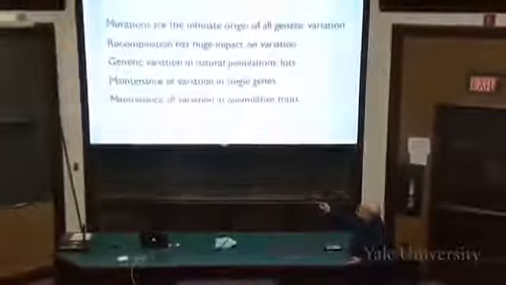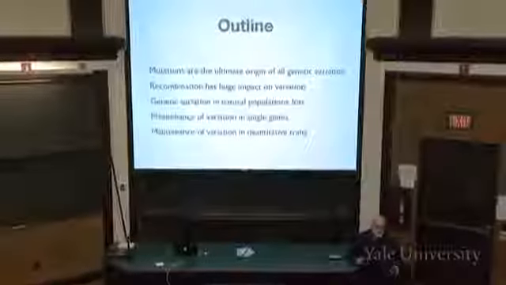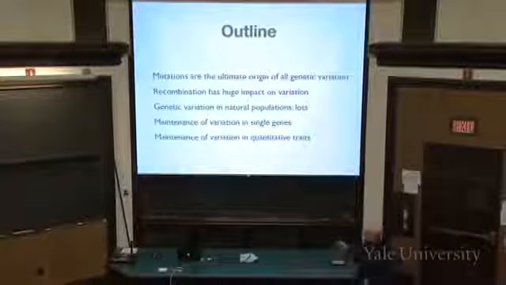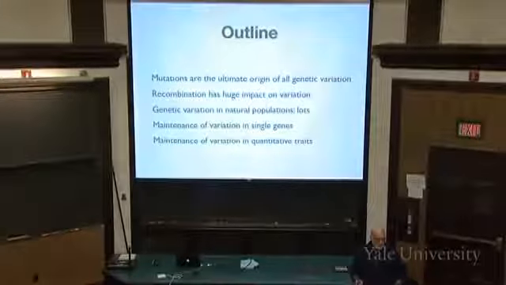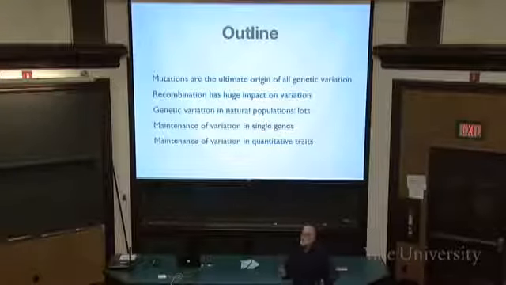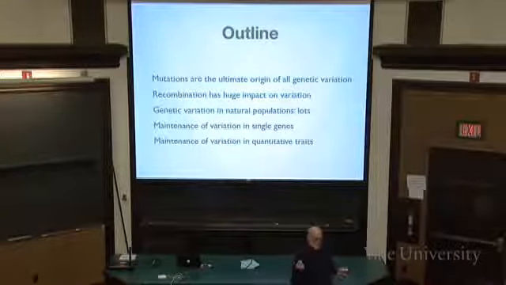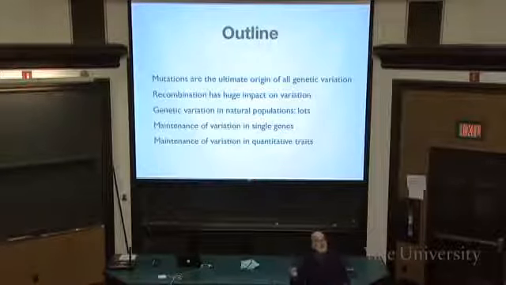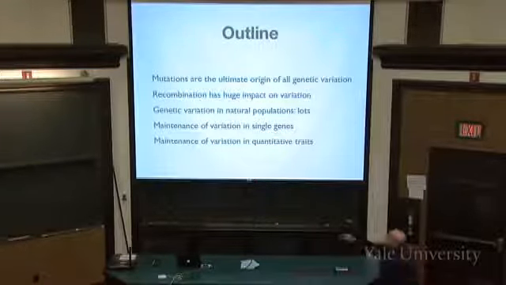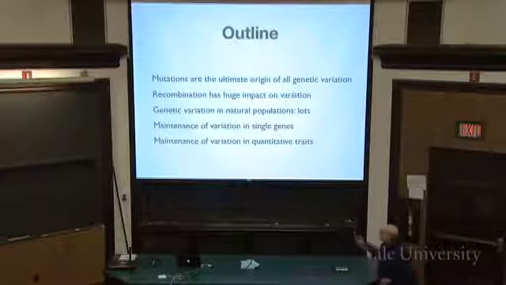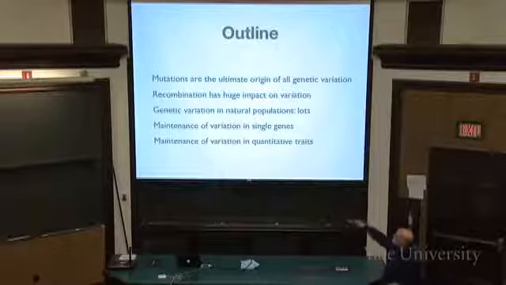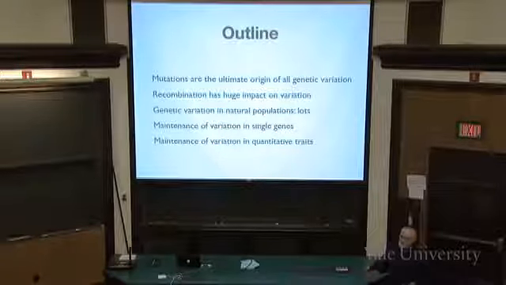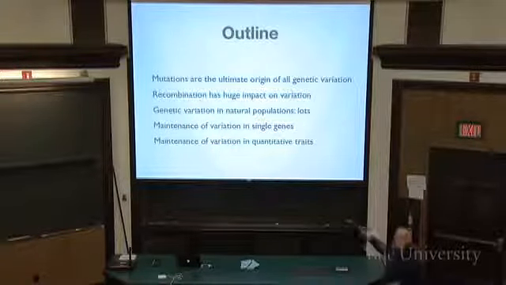So the outline of the lecture today basically is this. Mutations are the ultimate origin of all genetic variation. Recombination has a huge impact on variation. So what that means basically is that sexual populations have the potential to be much more variable than asexual populations. There is lots of genetic variation in natural populations. And then we will run through 4 mechanisms that can maintain variations in single genes and briefly mention the maintenance of variation in quantitative traits.